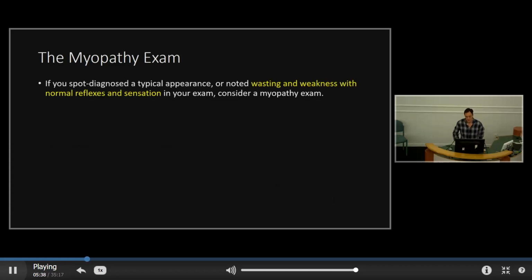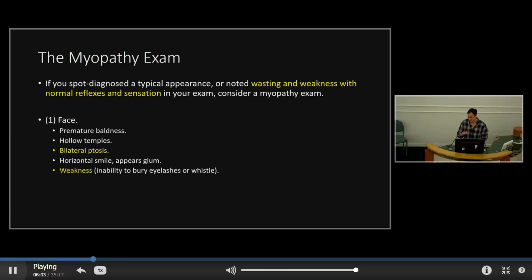And I find this a very useful exam. So often myopathy can be a spot diagnosis. You walk in the room, you see a person, and it's quite clear that they have a myopathy just by looking at their facial features and so on. Or perhaps you have done a gait exam and then you didn't know what it was. You did a lower limb exam and you saw that there was wasting and weakness, but the reflexes and sensation were all normal. That could be consistent with myopathy, in which case you do the myopathy exam.